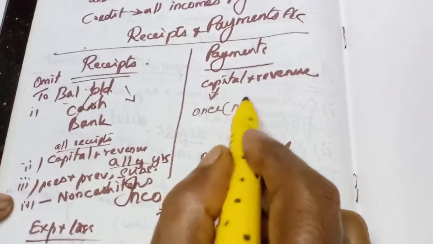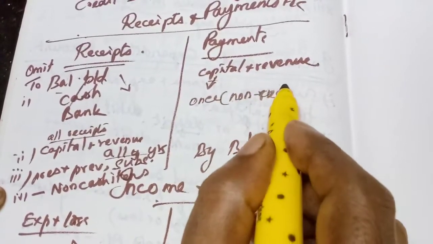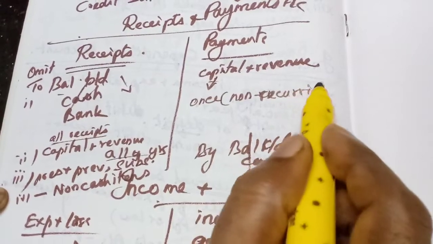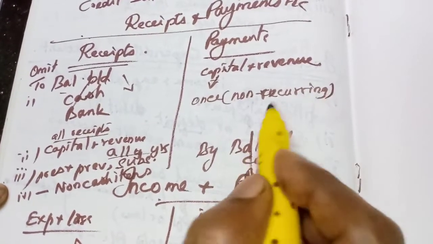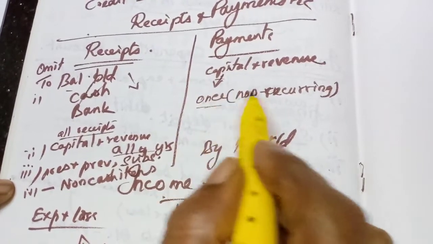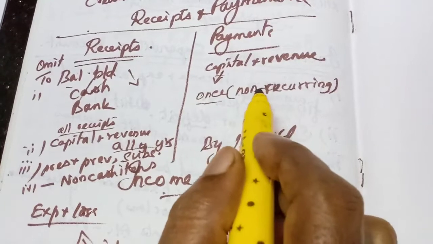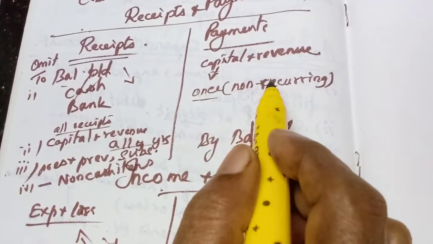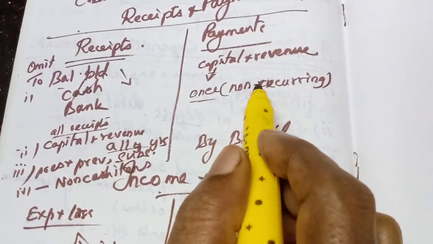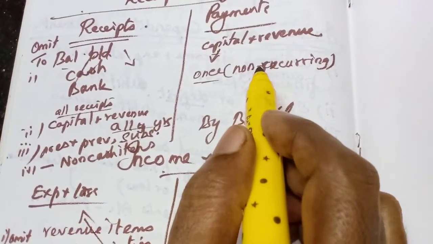That means non-recurring in nature. Recurring means happening again and again. Non-recurring means it will occur only once. That is capital expenditure or capital receipt. Not often; every year it will not occur. You can use your common sense and ask whether this expenditure will be incurred that often.